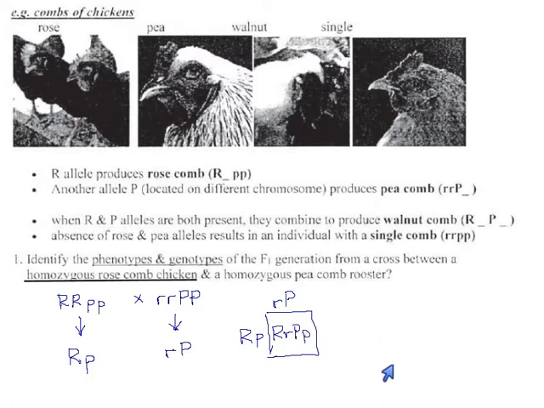So 100% of the chicks from these two chickens are going to look like this, or they'll have this genotype, and their phenotype will be what? They have the R and the P alleles, and when those are both present, they combine to produce walnut comb. So these should be 100% walnut. Okay, not too bad.